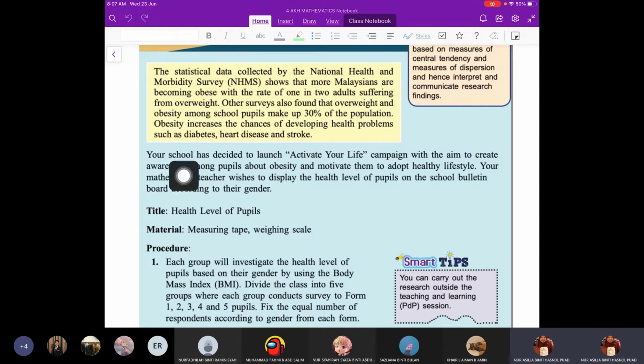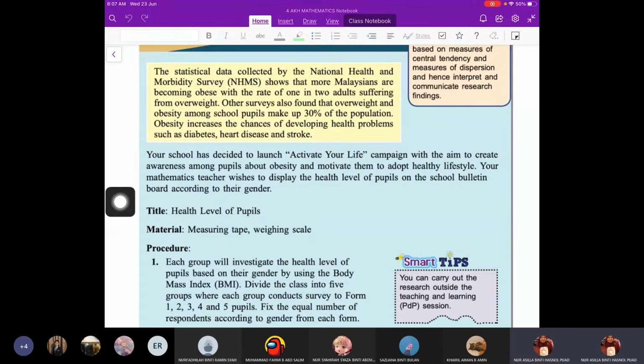Okay. So your school has decided to launch Activate Your Life campaign with the aim to create awareness among pupils about obesity and motivate them to adopt healthy lifestyle. So your mathematics teacher wishes to display the health level of pupils on the school bulletin board according to their gender. So cikgu ni dia nak tengok kita punya obesity lah among school pupils dan bezakan ikut gender juga.